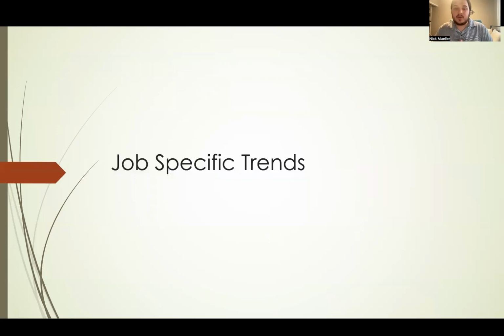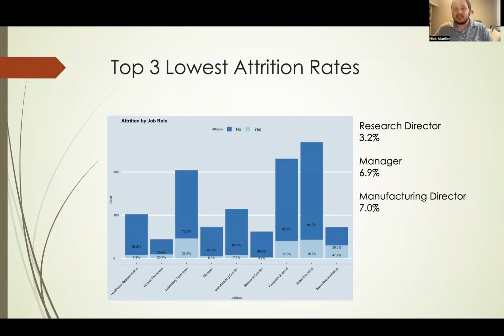Leading us into our next objective, the job-specific trends. As you can see, again, the research manager and manufacturer all have very, very low attrition rates. They're your bread and butter. Those are the departments you want to talk to about keeping people. They have the lowest trending attrition rates.